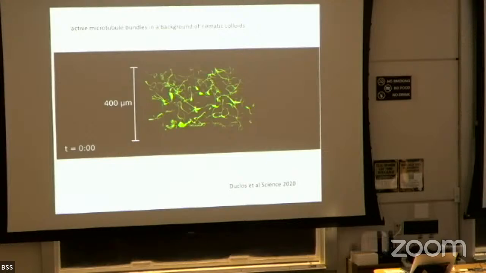So this again is the microtubule motor protein mixture. The difference, what Zvonimir had to do to get this to work, is that he had to add a background of passive nematic colloids. That's to get these things nematic enough that they would give you active turbulence. You needed the background nematic to help the active nematic align.